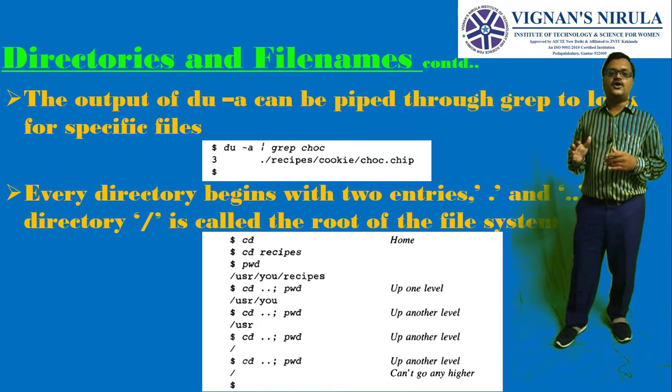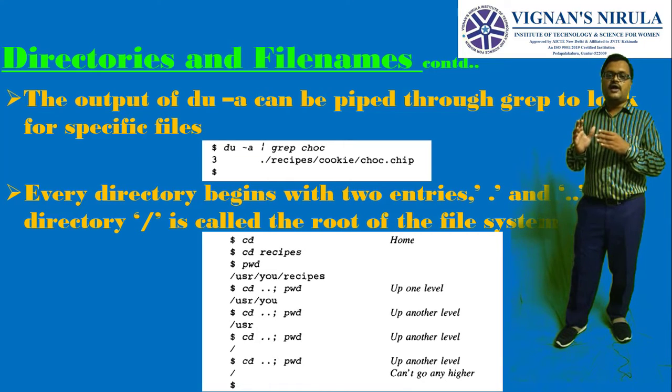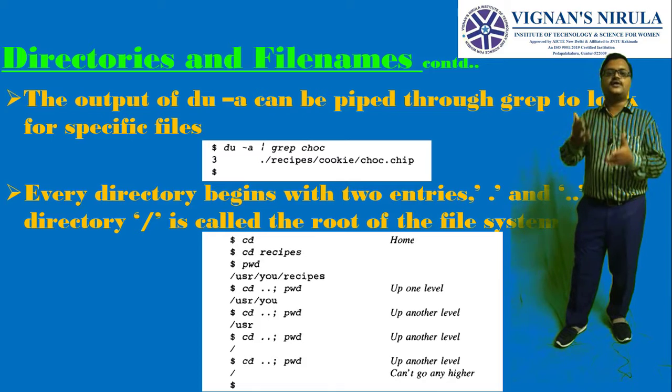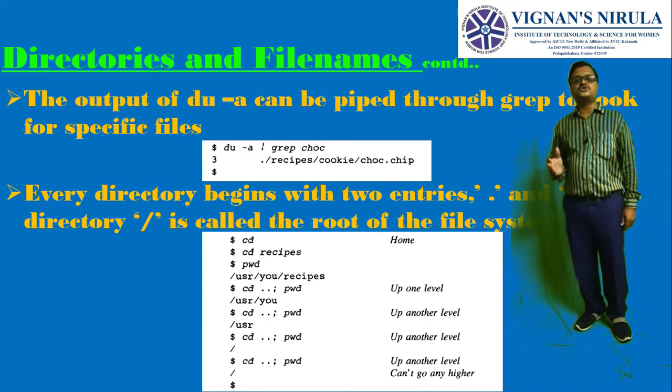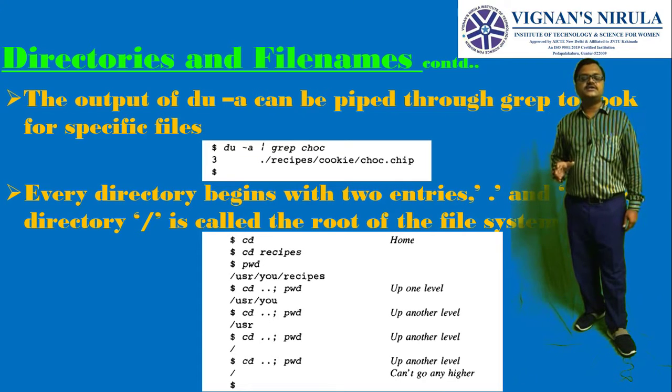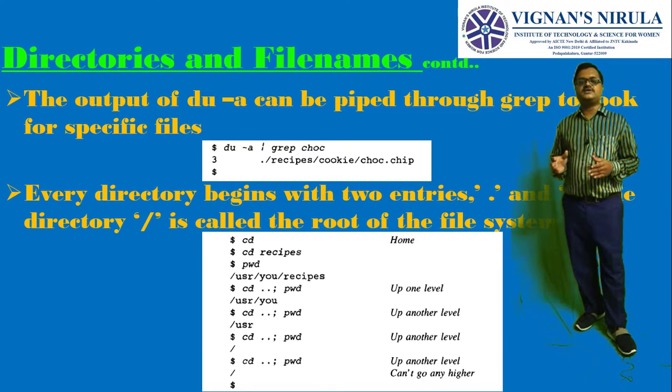Again if you give cd dot, it does not go beyond that. That is the topmost directory in the Unix operating system. So what is the topmost directory in Unix? Slash. That is, root is the topmost directory in the Unix operating system. So this is about files and directories.